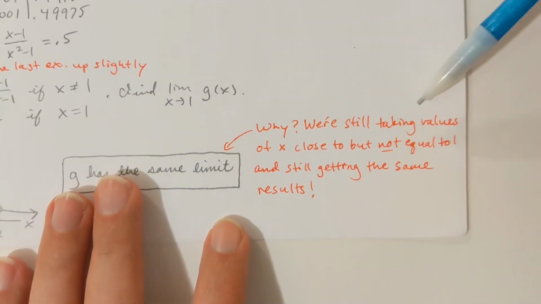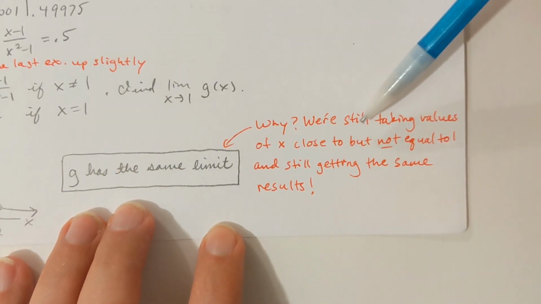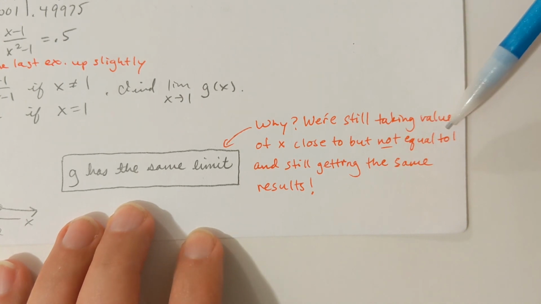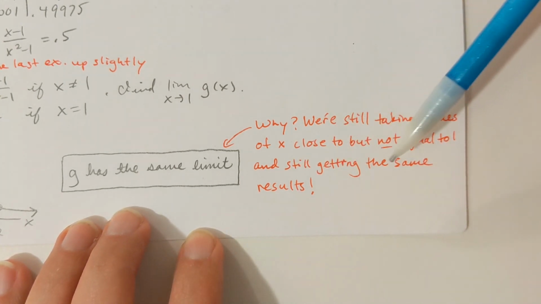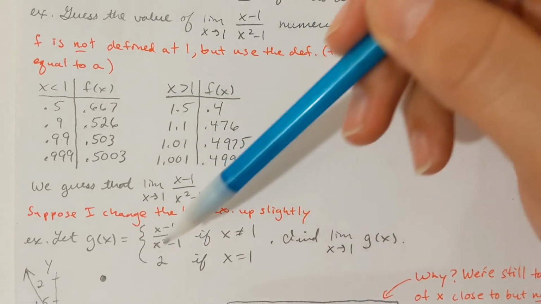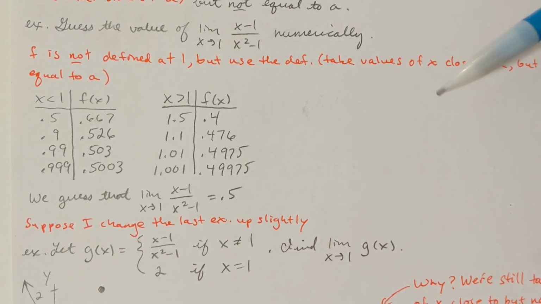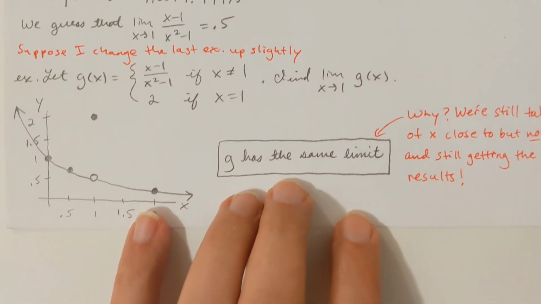Okay. We're still taking values of x close to but not equal to 1. And we're still getting the same results. Okay, so this table here that was in the previous example would still apply. Okay, we'll stop right there.